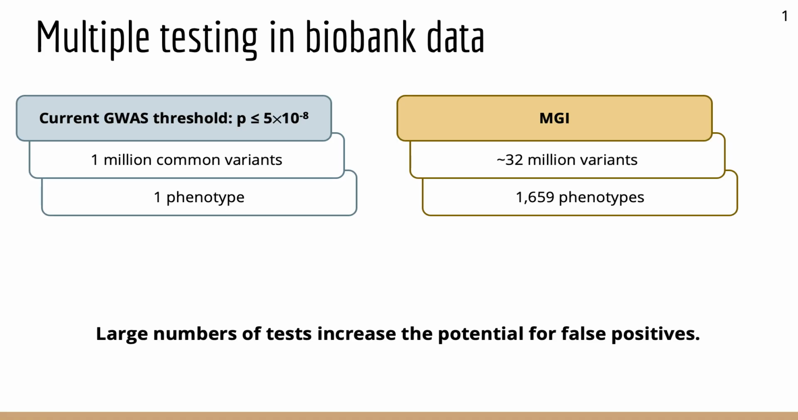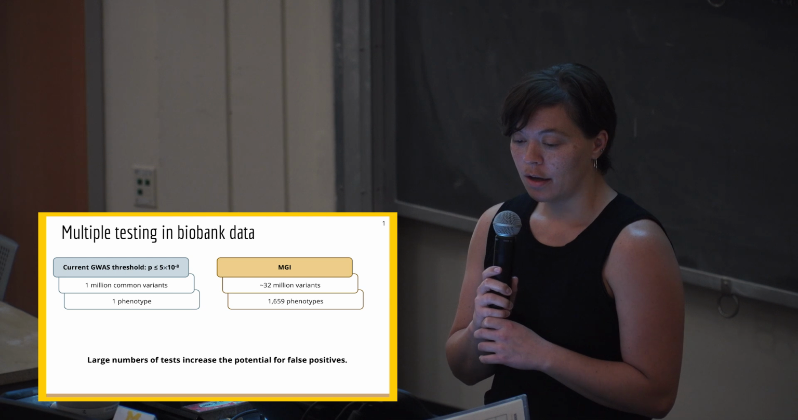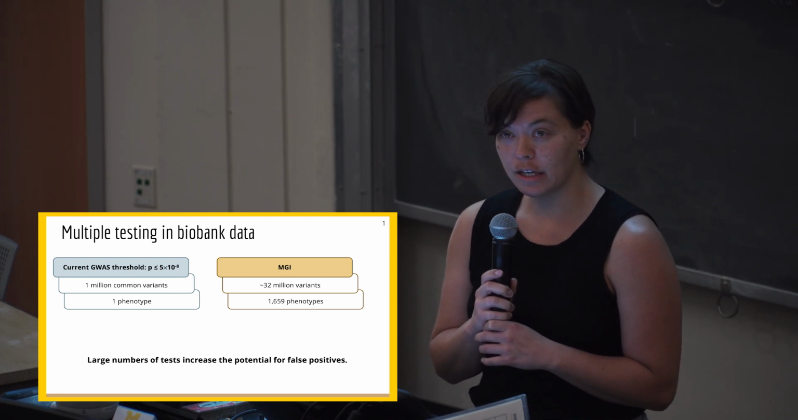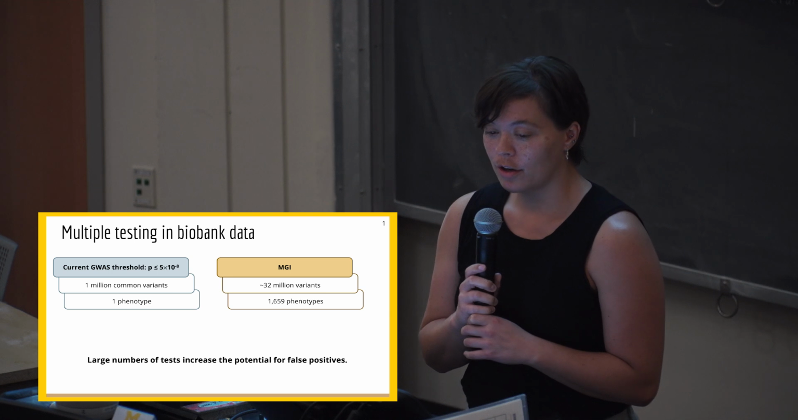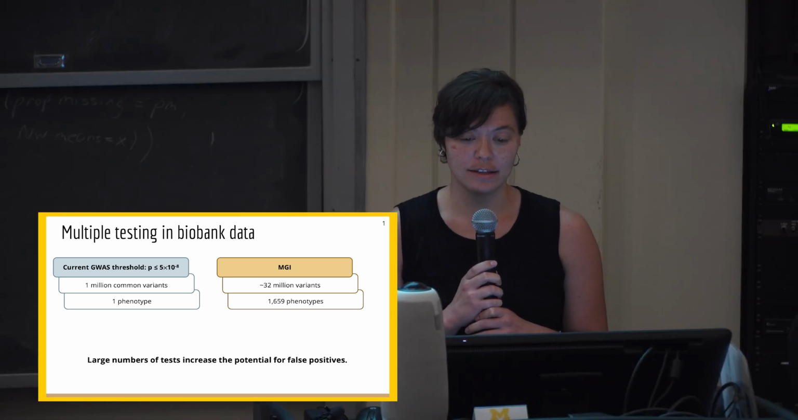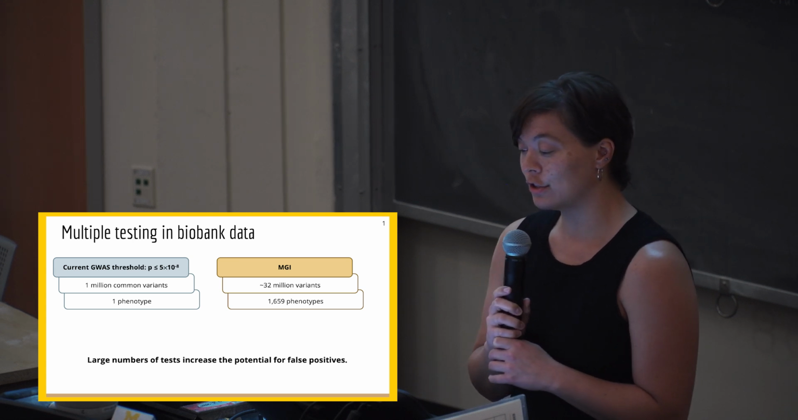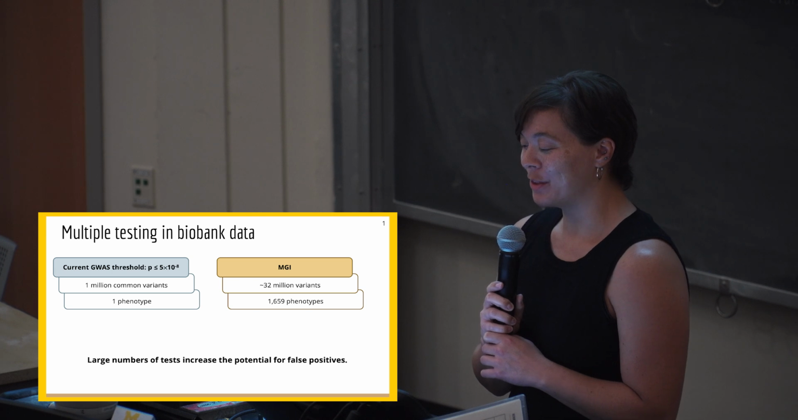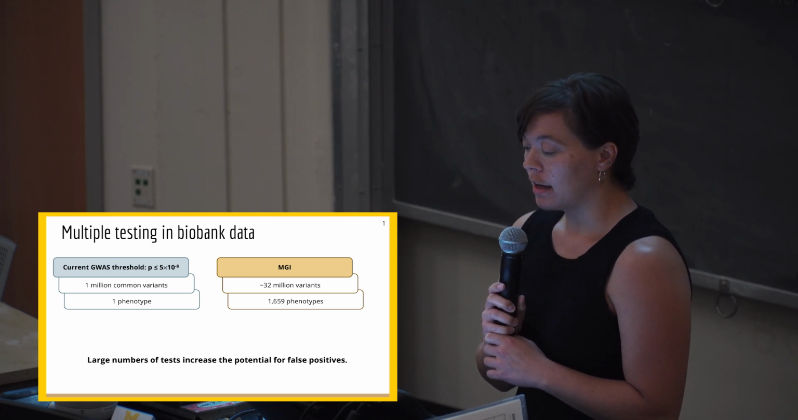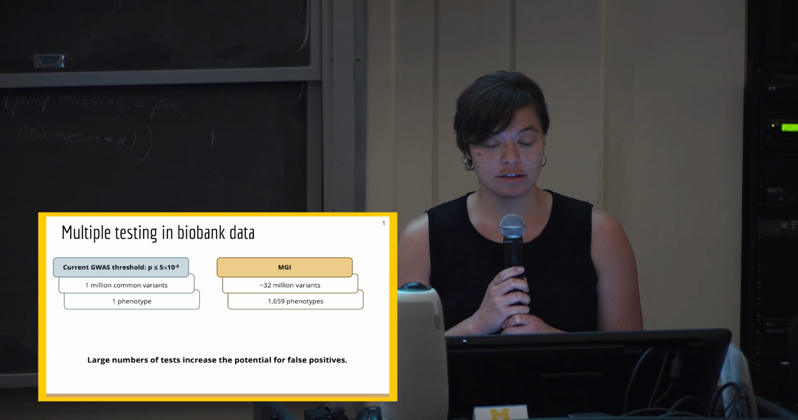Most of us are familiar with multiple testing correction for a single genome-wide association study. We have a current genome-wide significance threshold that usually rests at 5 times 10 to the negative 8th. The origins of this threshold lie in multiple testing correction for approximately 1 million common variants across the genome and a single phenotype. We've come a long way from this original setup. To illustrate, think about MGI, Freeze 2, where we had approximately 32 million variants tested across the genome.